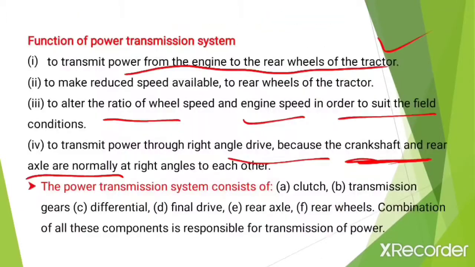Now the power transmission system consists of the clutch, then the transmission gears, meaning the gears which are present in the gearbox, then the differential unit, then the final drive, rear axle, and rear wheels. The combination of all these components is responsible for the transmission of power. All these components come under the power transmission system.